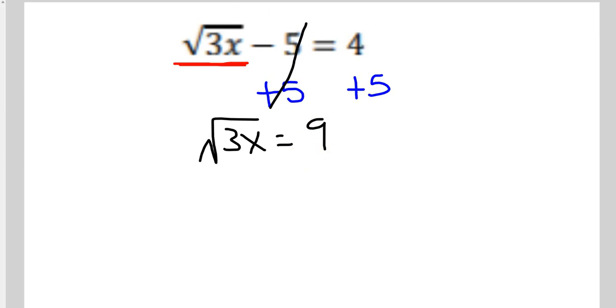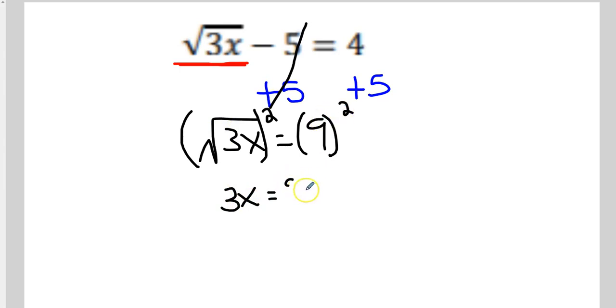Now, what we just saw is if I want to get rid of a square root, what I can do is square both sides of my equation. My square and my square root are going to cancel out, so we're left with 3x is equal to 9 squared. 9 times 9 gives us 81. Solving for x, trying to get rid of that 3 now. 3 is currently multiplying with x, so we'll do the opposite, which is division. 3 divided by 3 cancel. We need to do it to both sides of the equation. So we get 81 divided by 3.